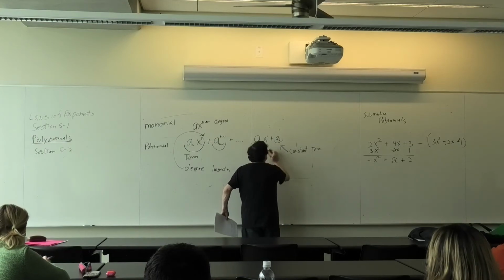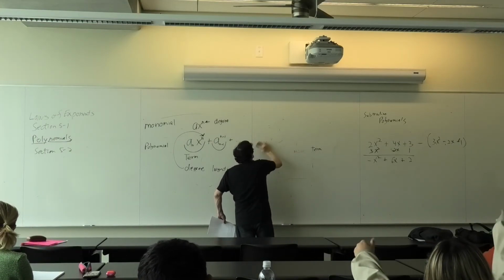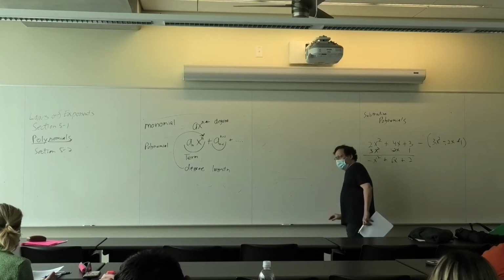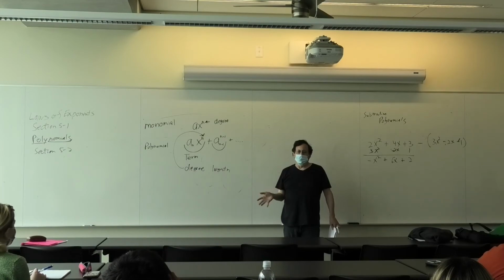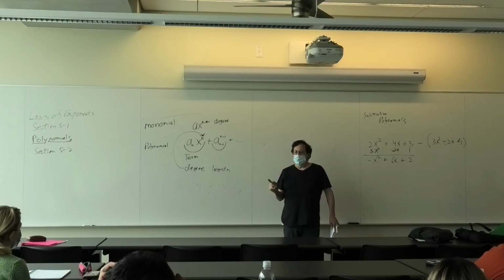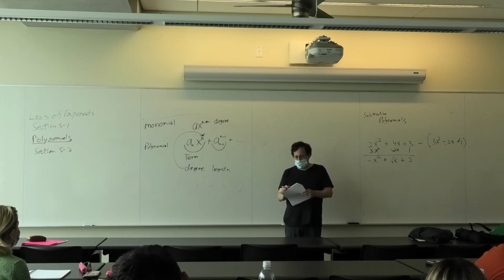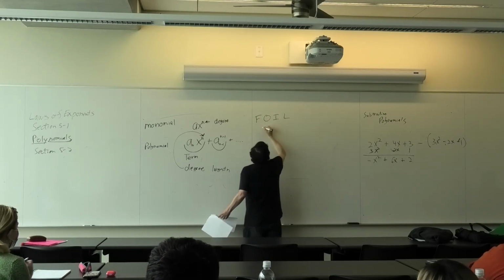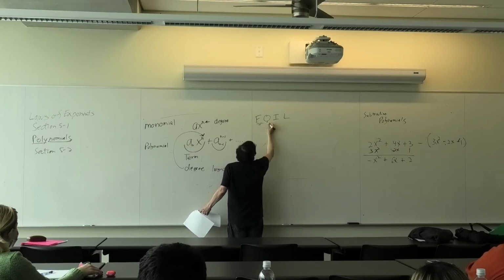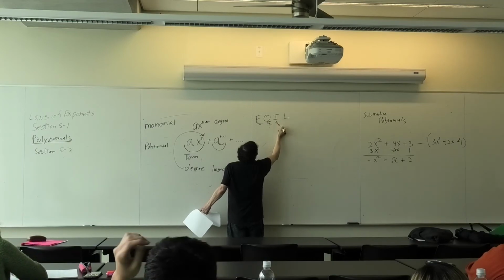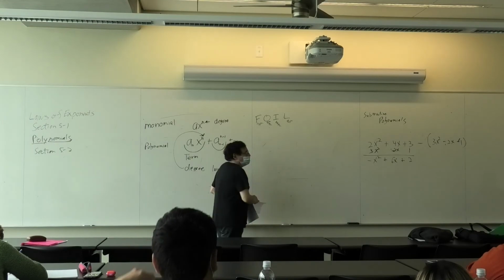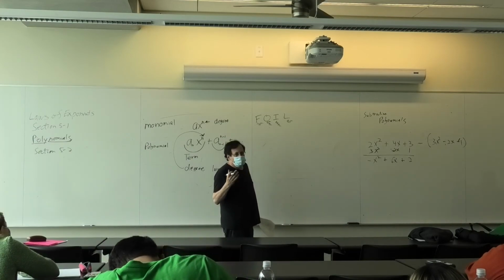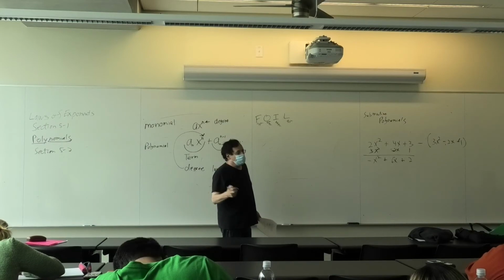There are really two situations you're going to run into. And who here has not heard of FOIL? I guess that means everyone has heard about FOIL. First, outer, inner, last. Now, FOIL only works if you're dealing with two polynomials that have two terms.